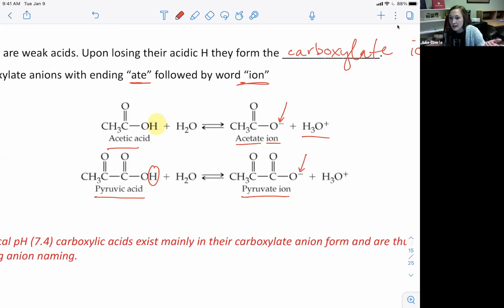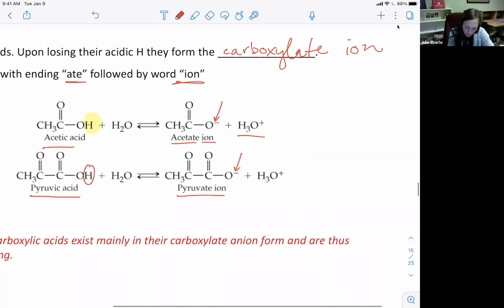Now, if these anions are in the presence of a main group 1 or main group 2 element, they form salts, okay? So like if we had the acetate ion, you could have potassium acetate or sodium acetate or lithium acetate or calcium acetate, okay? Those are commonly joined up with group 1 and 2 elements to form salts, okay?